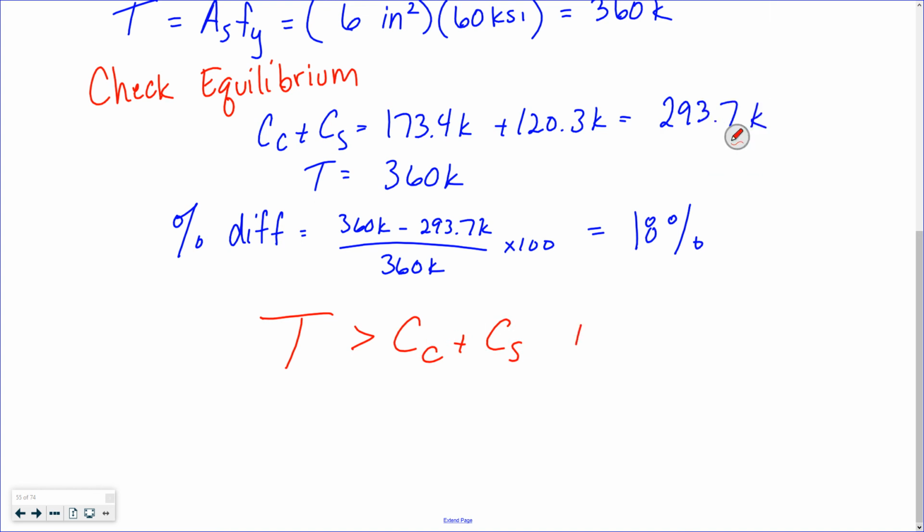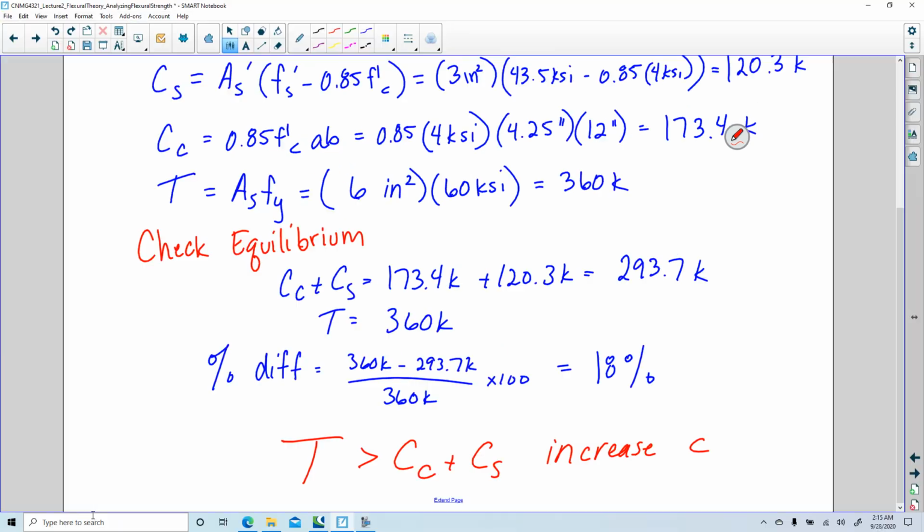Now, I'm going to increase my C because I need more of my concrete in compression. Now, what I'm going to do, I'm going to pause because what I'm going to have you guys do on homework is do these iterations, but you can do them in Excel if you would like, because doing them by hand gets super old. So increase C, you can iterate, okay?